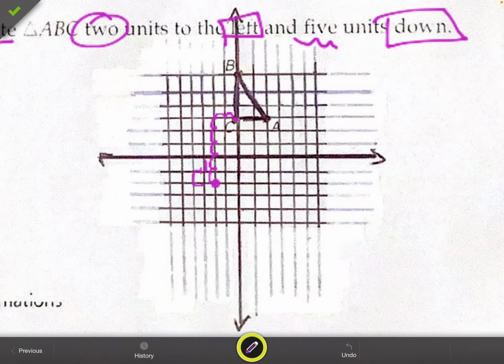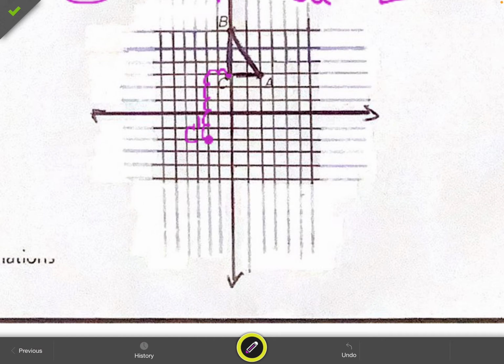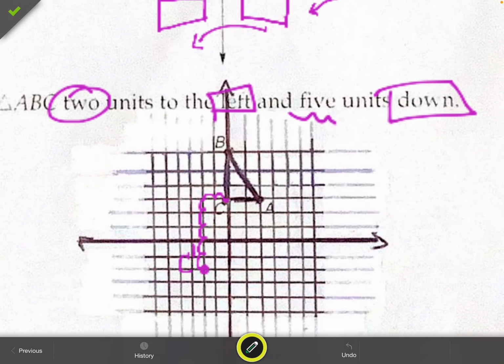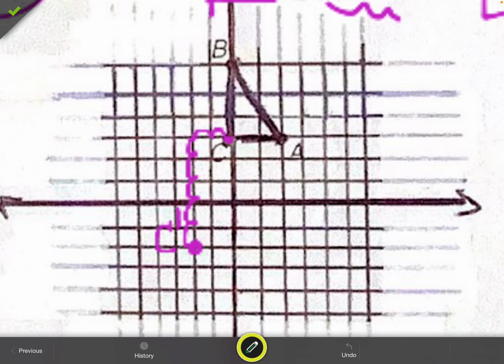All right, now I'm going to do the same thing for B. Just do it in a different color so you can see it. All right, so we're going to go to B. We're going to go 2 to the left. 1, 2, and 5 units down. 1, 2, 3, 4, 5. We're going to put a dot. We're going to call that B, again, prime. That just shows that it's been transformed some way.